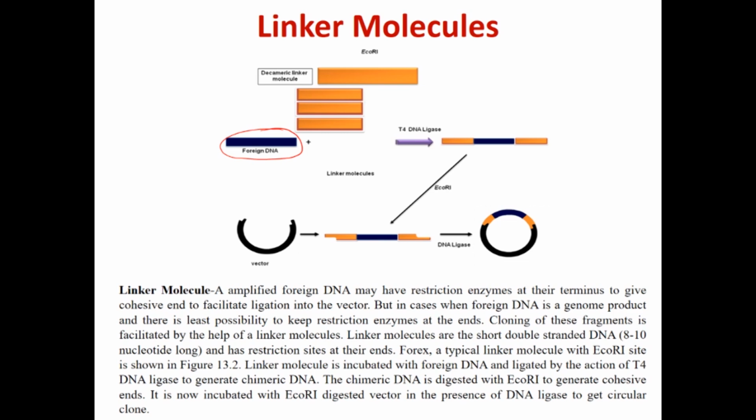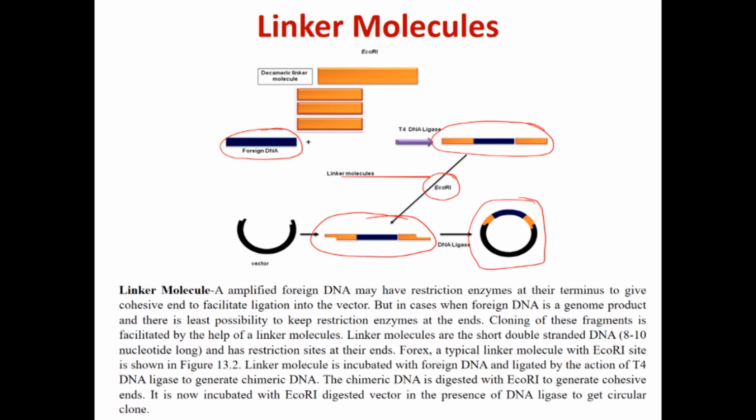You take the foreign DNA and add it to the ligation reaction in the presence of T4 DNA ligase. Then, if you treat this complex with the restriction enzyme, for example EcoRI in this case, it is going to generate the cohesive ends. When you put it for the ligation reaction, you will get the recombinant DNA, because the vector is digested and you will get the ligation product.